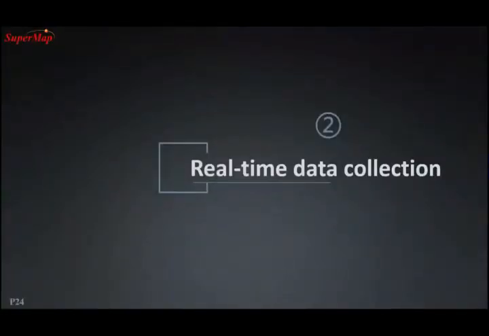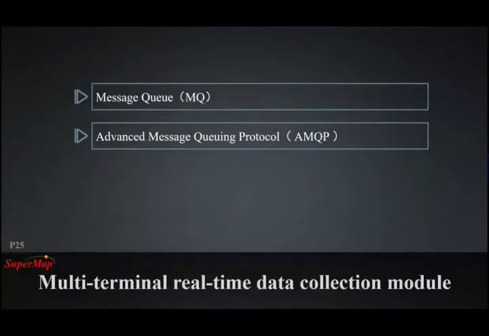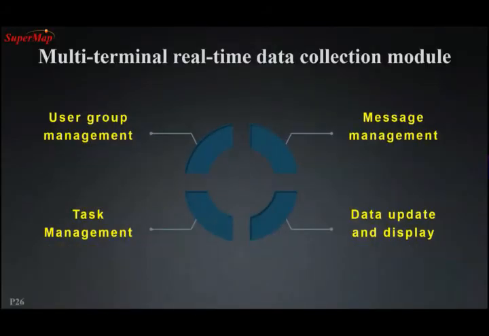Yeah, so after you know these 7 features of the SuperMap iMobile, then the main part, I will show you the real-time data collection. So for the data collection, we have these 2 technical foundations. The first one we call the message queue, and the second one is the Advanced Message Queuing Protocol. And based on these 2 technologies, we built these 4 functions in this module.